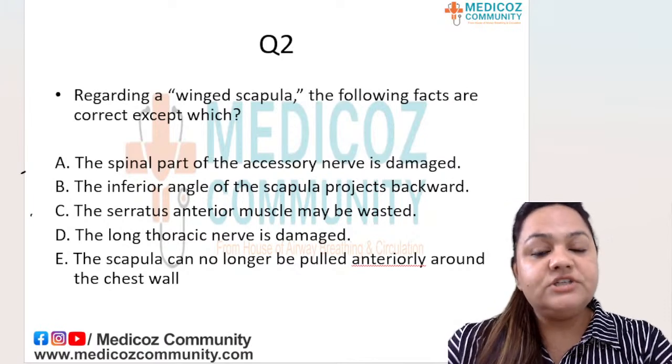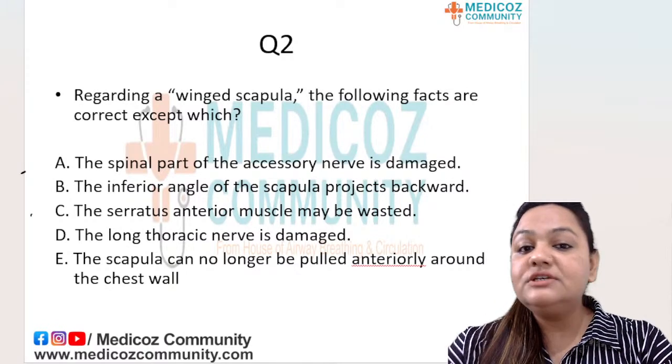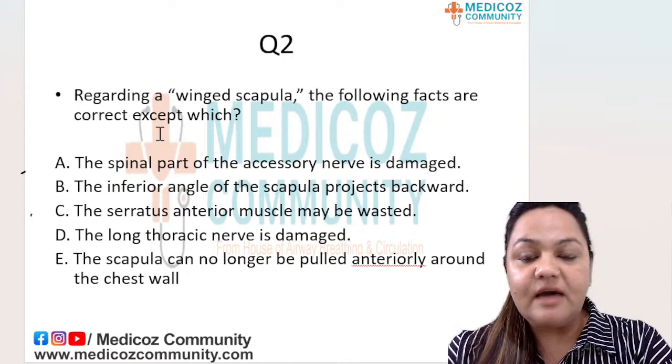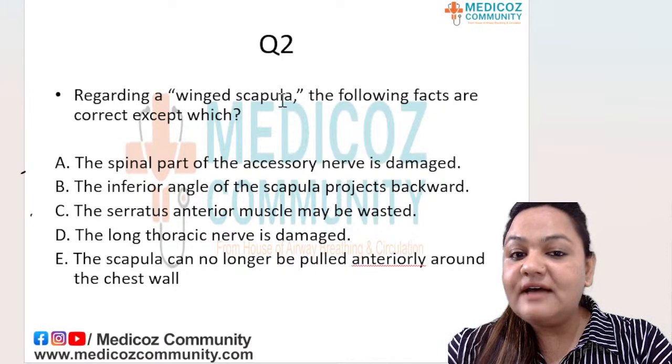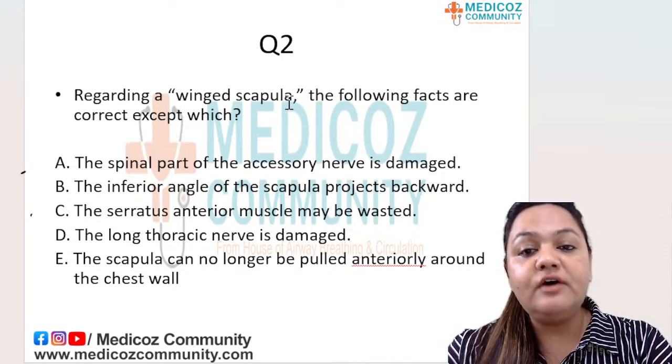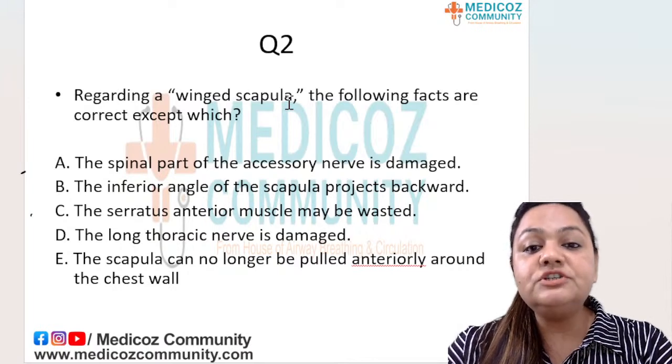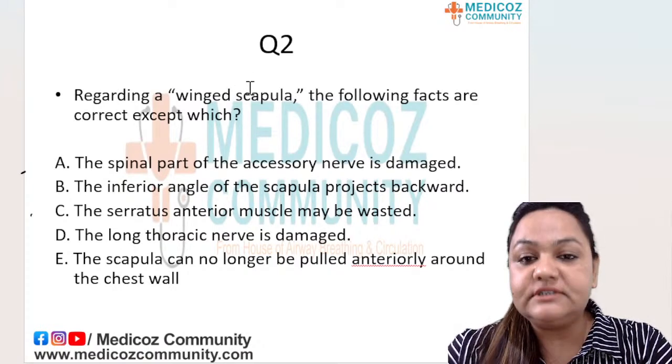In question number 2, we have a condition regarding a winged scapula, also known as winging of the scapula. The following facts are correct except which. So here we have to find out the point which is not related to winging of the scapula.